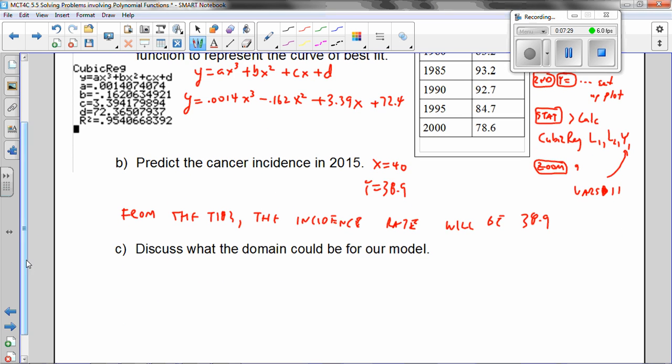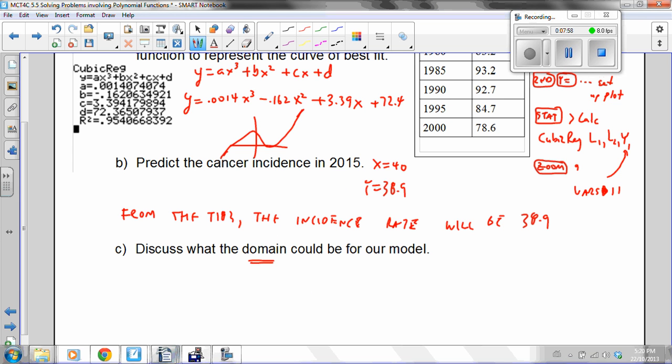Discuss what the domain could be for our model. Well, we know these polynomial functions, they go on forever, right? So this one has a positive leading coefficient, so it starts low and ends high. You know what's going on here? Did it go low and then it's going to go back up again? Like what part of the graph are we looking at? So what is the domain for this model? For what years is it okay to use this model to make predictions?